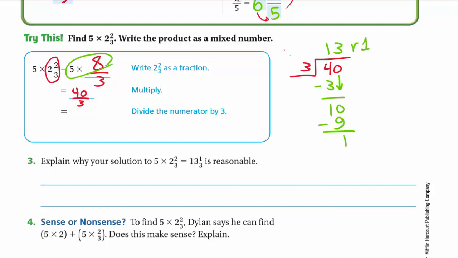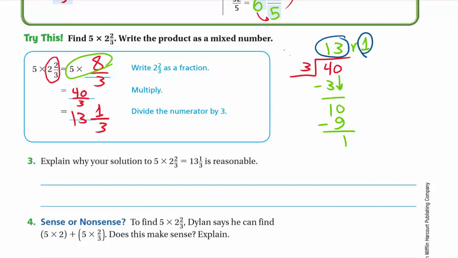So we can write it as a mixed number like this. The 13 is the whole number. So we write 13 and we make a fraction. The remainder, which is 1, we write it up as the numerator, and the denominator is 3.